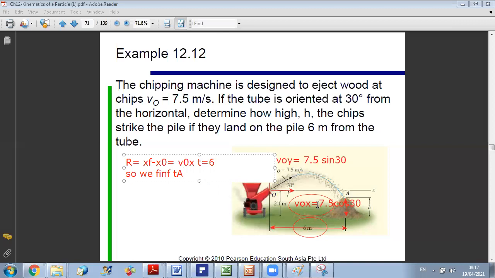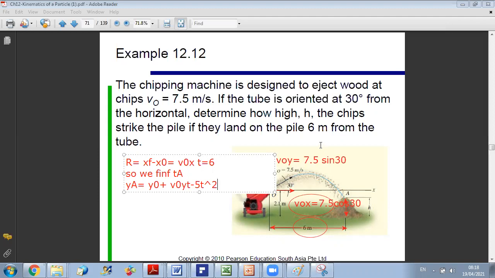Now, once I find the time at point A, in order to determine the height h, I need to calculate y of A, okay? So now all I have to do is to write that y of A is equal to y0, which is 0 here because we start from the origin, plus v0y t. Here v0y is known, I replace it by 7.5 sine 30, minus g. In general, use g equal 10, okay? It's easier for calculation. So let's say minus g over 2, so it's minus 5t squared.